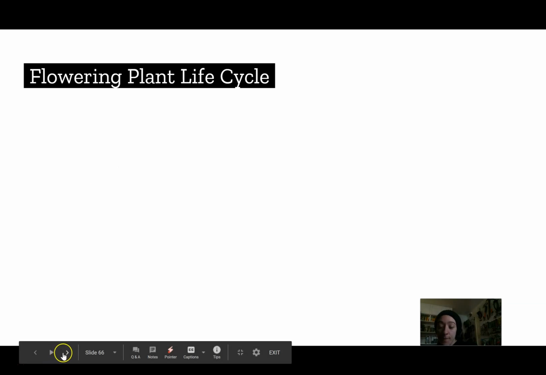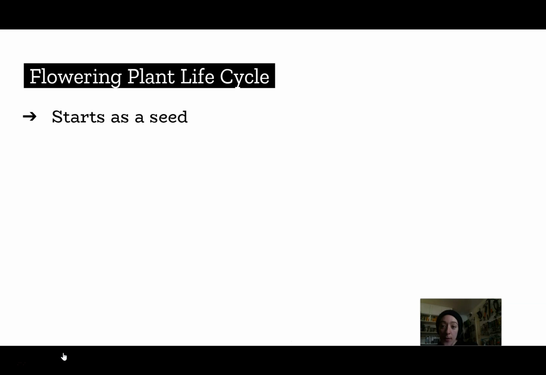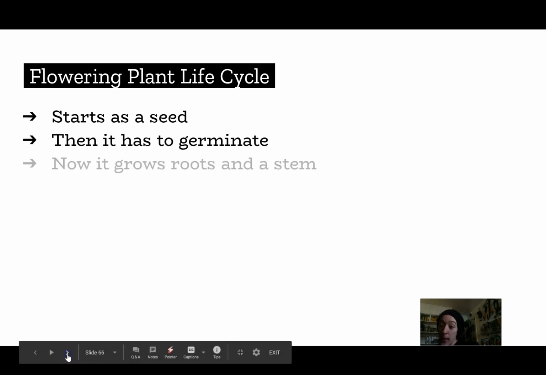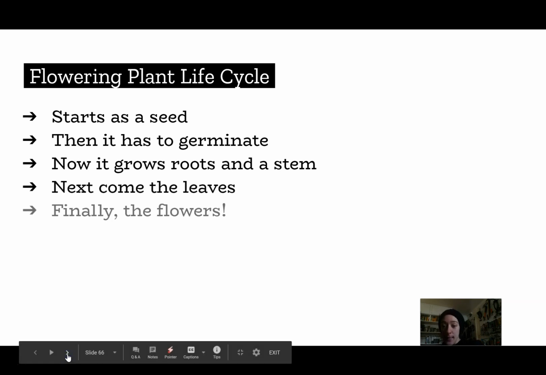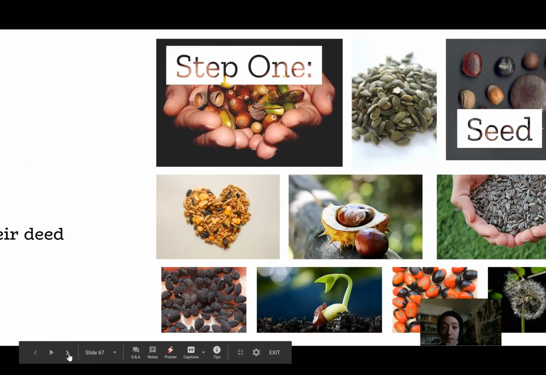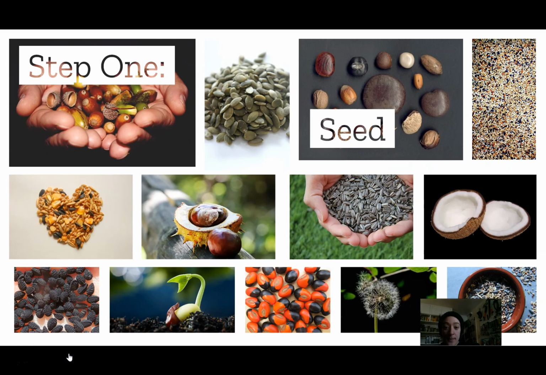Okay, finally, let's review really quickly the whole entire life cycle. So a flowering plant starts as a seed, then it has to germinate. Now it grows roots and a stem. Next come the leaves, finally the flowers, and last but not least, the pollinators do their deed. And that allows the whole life cycle to start back over. Keeps on going, keeps on going, and keeps on going. Okay? So seeds.